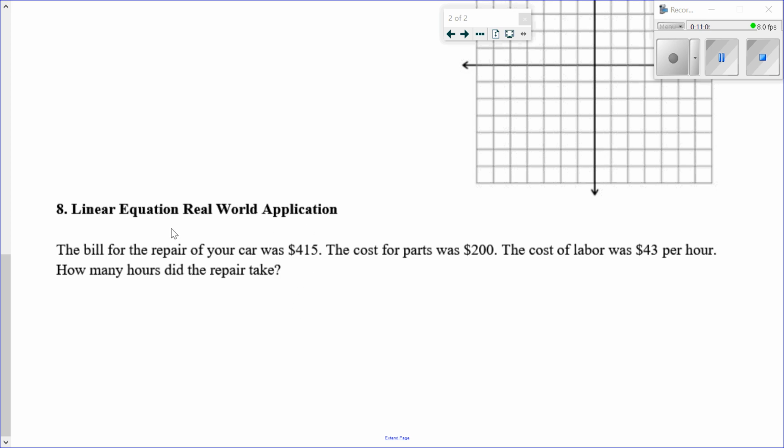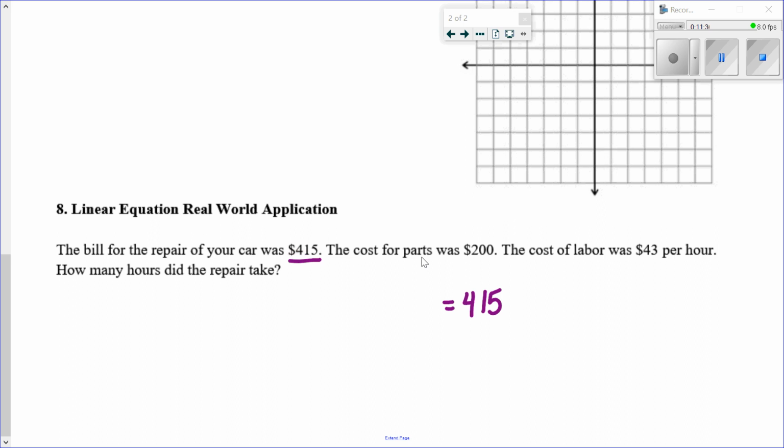It says here, the bill for the repair of your car was $415. The cost of parts was $200. The cost of the labor was $43 per hour. How many hours did the repair take? So the first thing we have to do is recognize that the bill total was $415. I just start there because I know that's by itself, nothing with it.